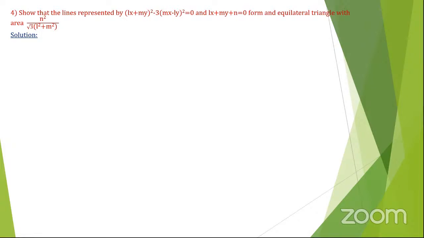They have given a, instead of the form that is ax square plus 2hxy plus by square, they have given this one, that is Lx plus my minus 3 into mx minus ly whole square is equal to 0, and the line, pair of straight line and a line, and they are asking that it forms a triangle. What kind of triangle is formed? It is formed an equilateral triangle, and area of that equilateral triangle is n square by under root 3 into l square plus m square.